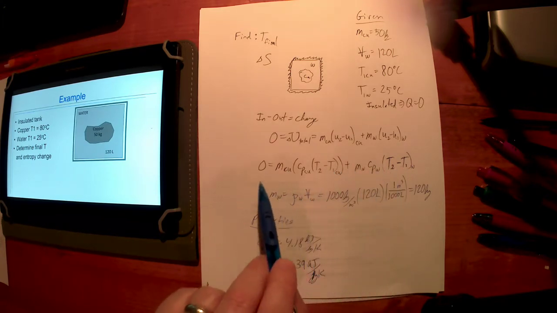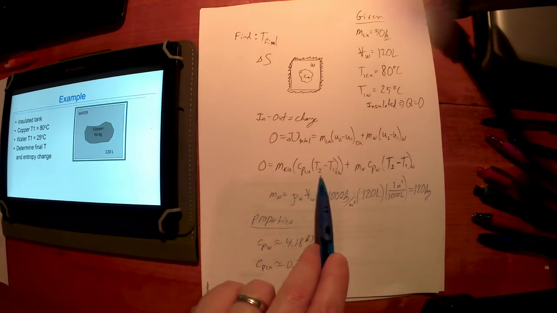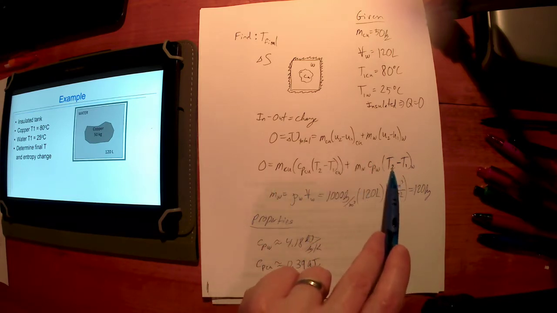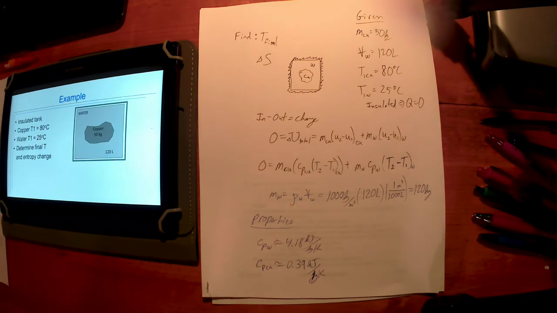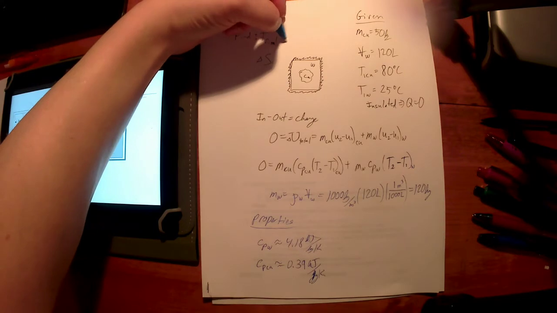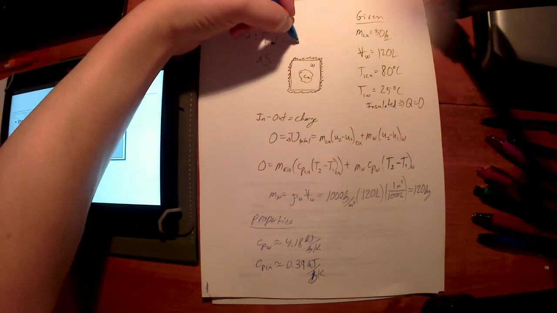So I still have one equation here with two unknowns. I don't know T2 for the copper, and I don't know T2 for the water. So one equation, two unknowns. Can we solve that? Well, what do we know about those final temperatures of the copper and the water? What do you think? Is it okay to say that those are the same?